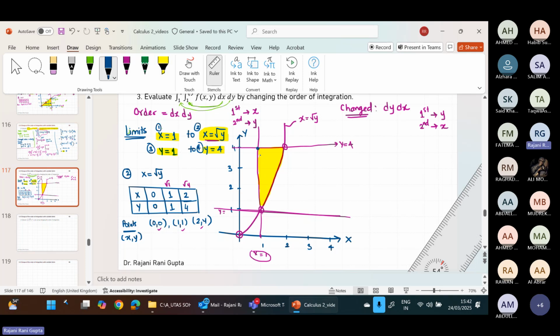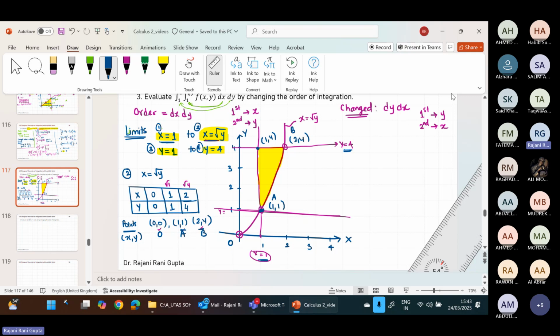And you should know these points. This point is 1, comma 1. This point is 2, comma 4 from this table. See, this is O, A, B. This is O, this is A, this is B. You need to find this point. This point is y equal to 4 and x equal to 1. So this is 1, 4. This is your region.